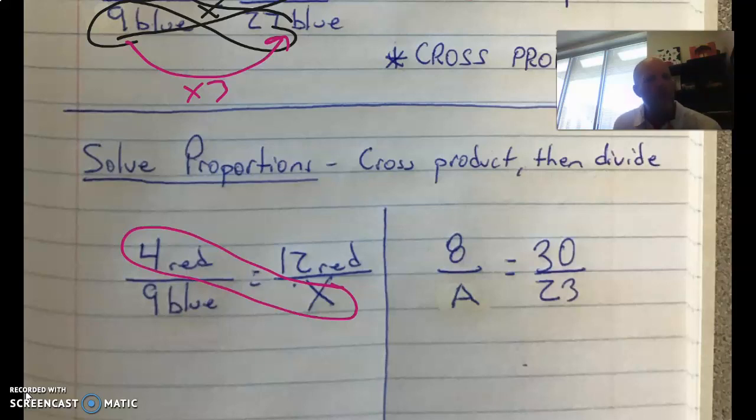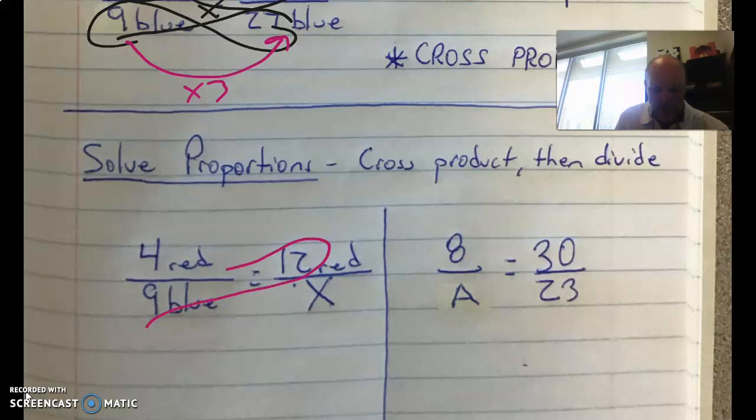Okay, so I'm not going to do 4 times x. I could, but we haven't gone into algebra yet, because that actually would be 4x. So I can't multiply that right now. But what can I cross product? I can cross product 9 and 12. Well, 9 times 12 is 108.